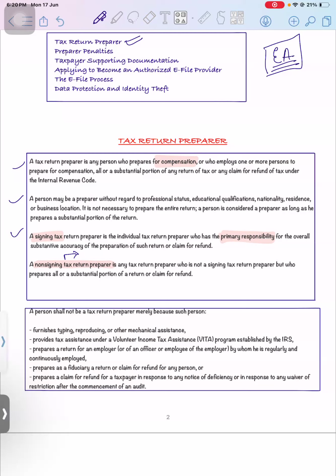Okay, Krishna. So see, what is a non-signing tax return preparer? Can anyone answer? After looking at these three points, you might be able to answer this. What is a non-signing tax return preparer? One example I'll give you. Let's say, yes.